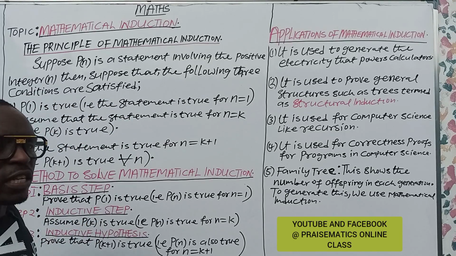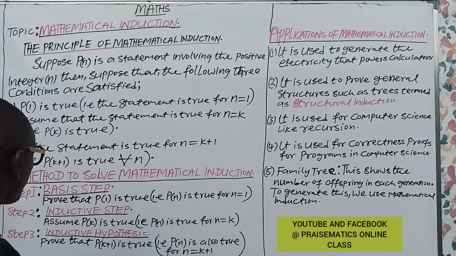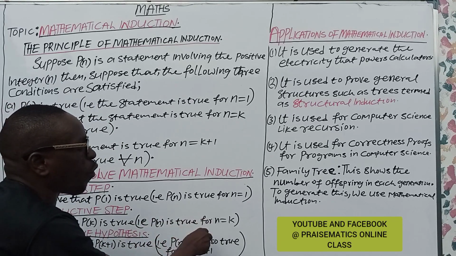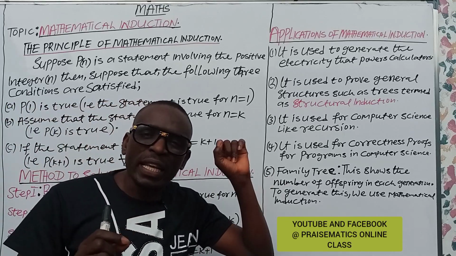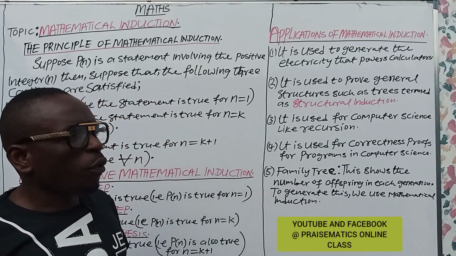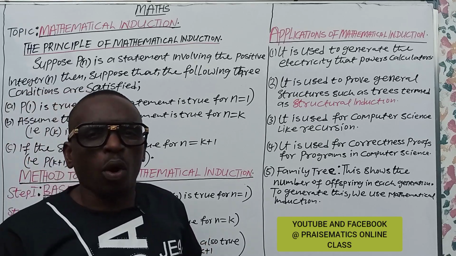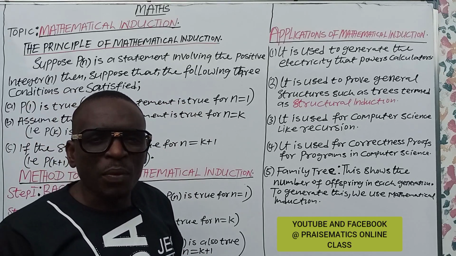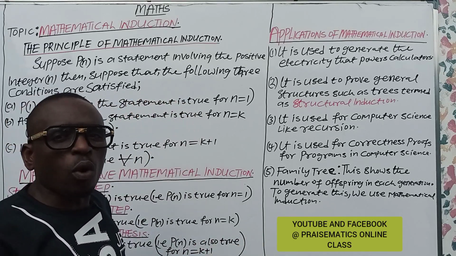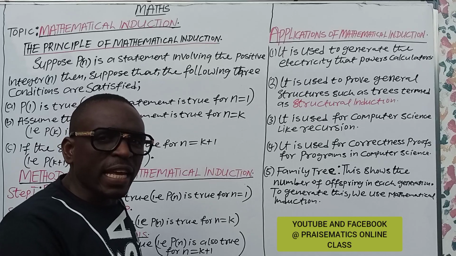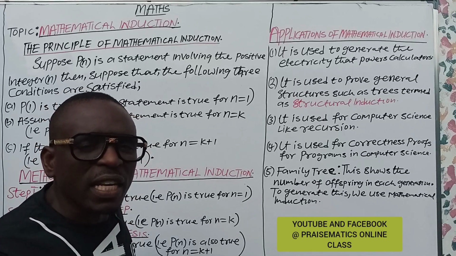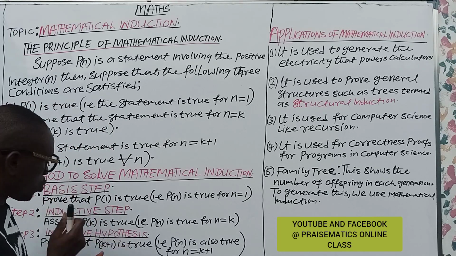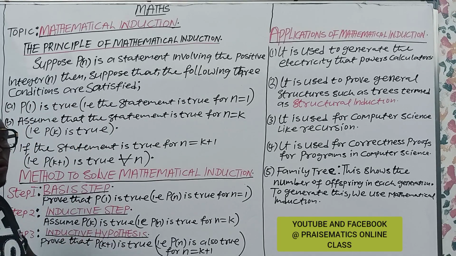The second step in solving mathematical induction is what we call the inductive step. In this inductive step, we assume that P of k is true when P of n is true for n equals k. First, when you test for n equals 1 and it's true, you now go to P of k, that is, when n equals k. You test it. If it is true, the inductive step is also true. That is, P of k is also true.